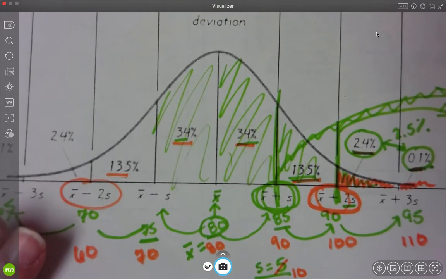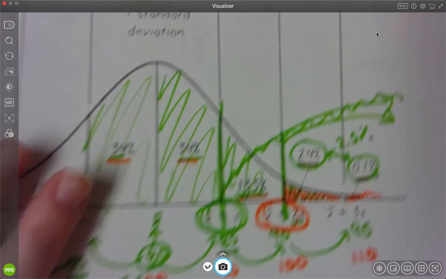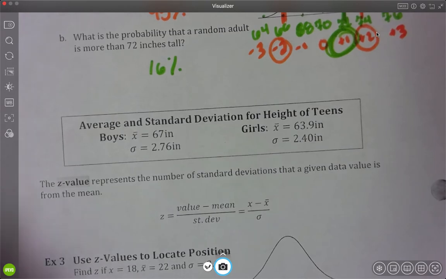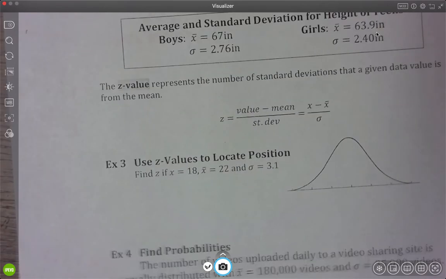So I hope this is all making sense. I'm not able to get instant feedback from you, obviously, when we're on video like this, but hopefully that all made sense. We will finish this bottom part and do that in the next video.